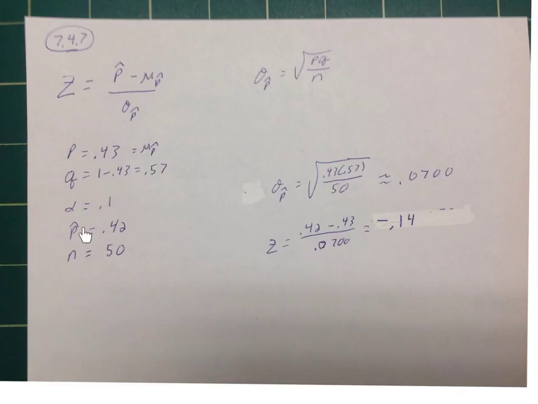The p hat was given as 0.42 minus p, which is 0.43, which I'm guessing is where your issue is, all over 0.07. It comes out to roughly minus 0.14. They asked you to round to the hundredths.